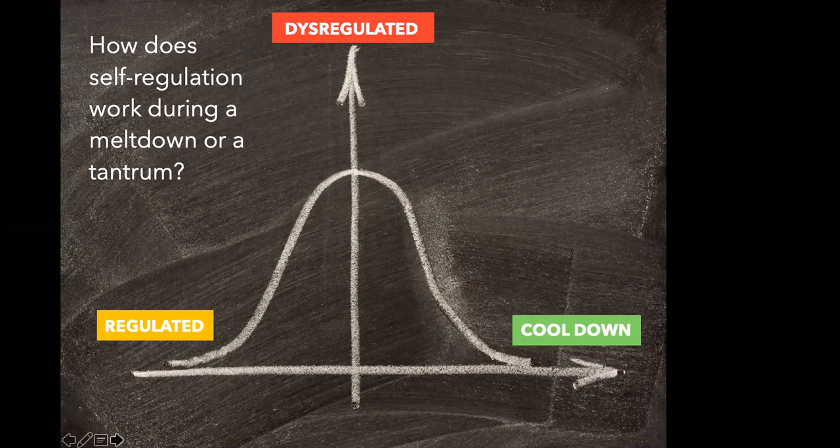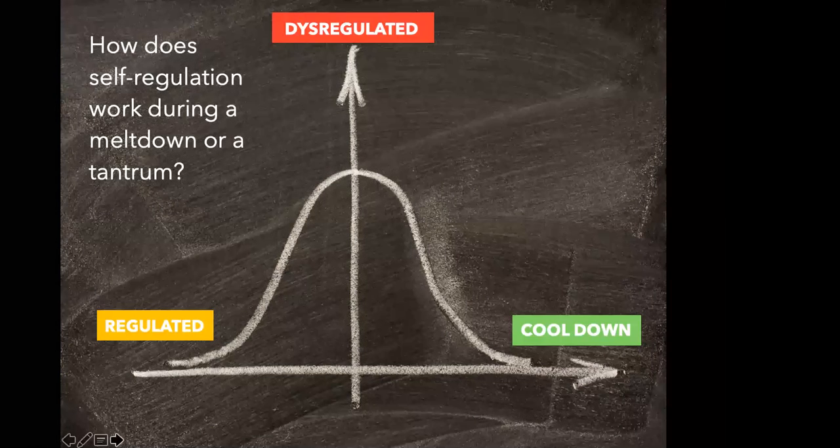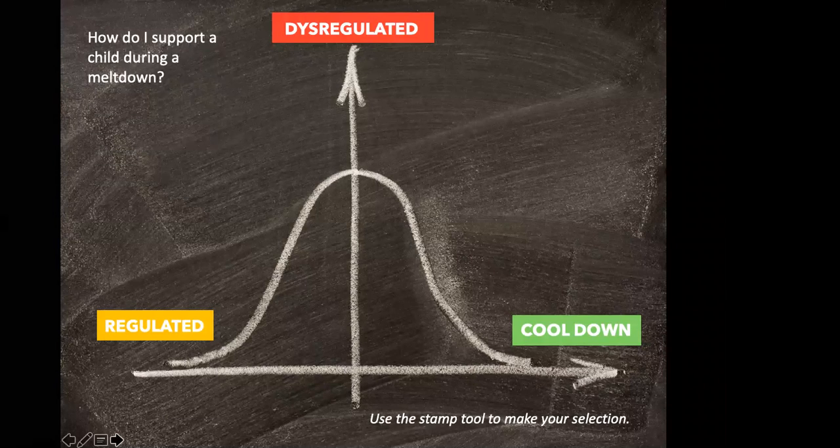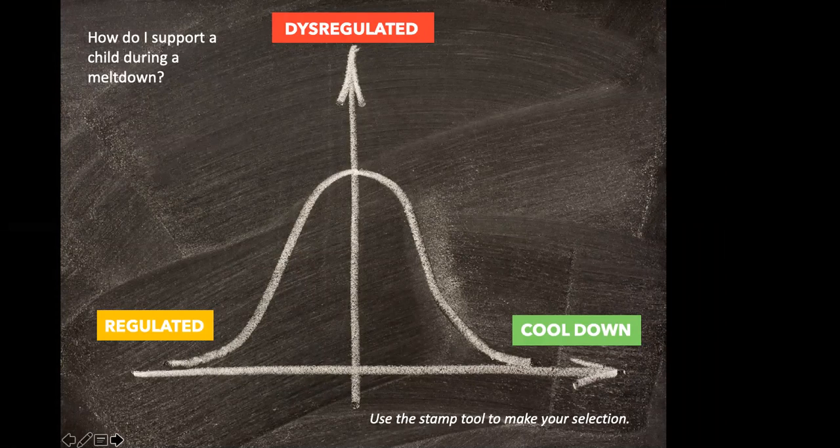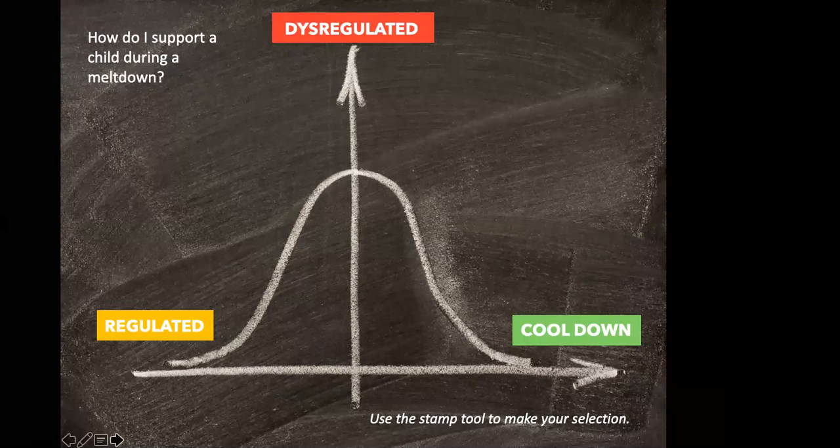This bell curve is another model I like to use when I work with families because it's something I can quickly draw on a piece of paper. And then we can talk about what happened before, what happened at the peak of the meltdown, and what does the cool down phase look like for the child. Then I turn the diagram over to the parent and I say, how do we support your child during this meltdown? Under regulated, we write down little blurbs of what it looks like.